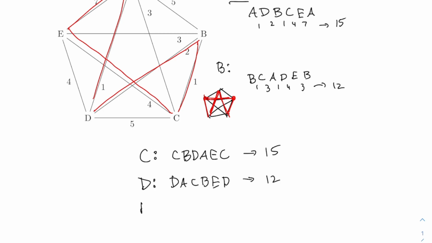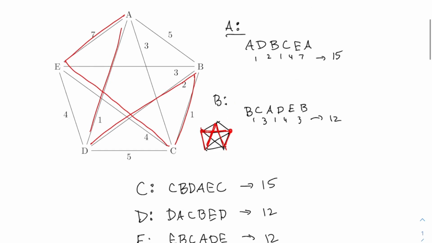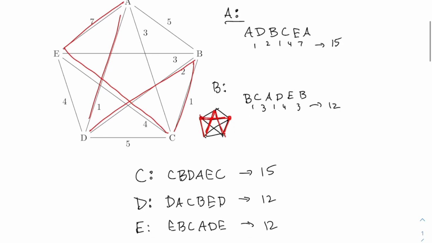And then E? Who did it starting at E? I got E, B, C, A, D, E, and I got 12. All right. Anybody else agree with that? Excellent. So, hopefully you got these. If I stopped before you were done, I hope you got some of these at least. All right.